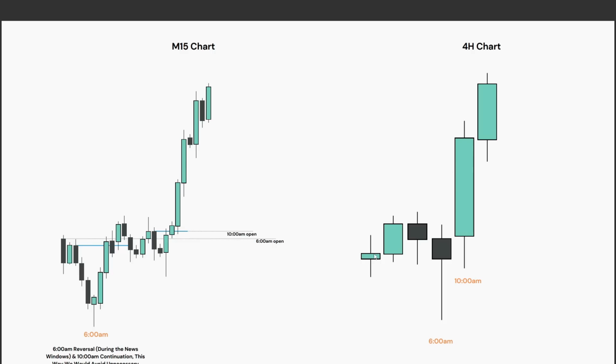Now these are the schematics. We have a consolidation throughout the day, 6 a.m. manipulation within the news window, followed by a closure above the down close candle. And also here the next day model pattern is forming, so we would expect the next candle, which is at 10 a.m. to expand to the upside, open low high close candle.